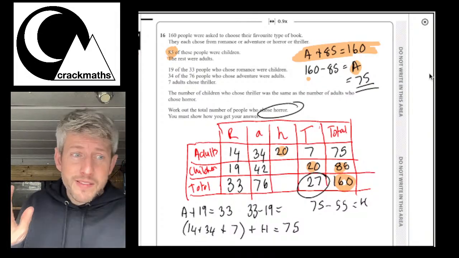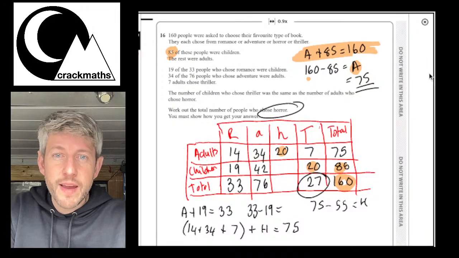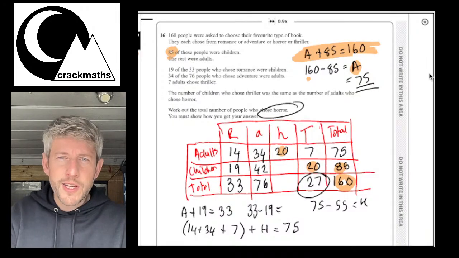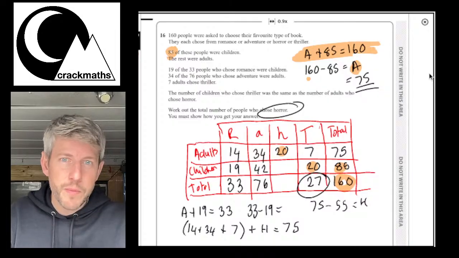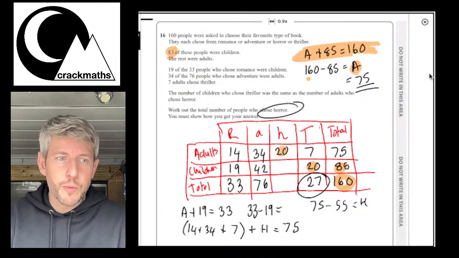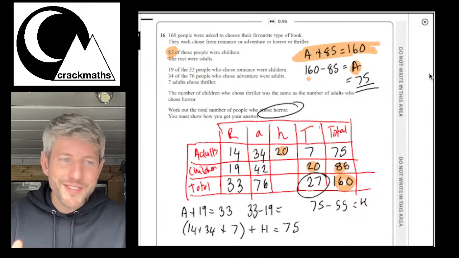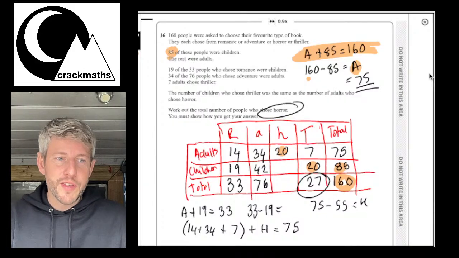I hope that's clear. If you need more work on two-way tables, I think I've got a link in the description for a lesson I've got on two-way tables anyway. But yes, right. I'm going to move on to the next question.